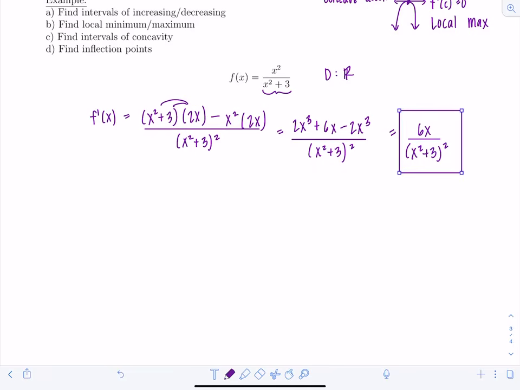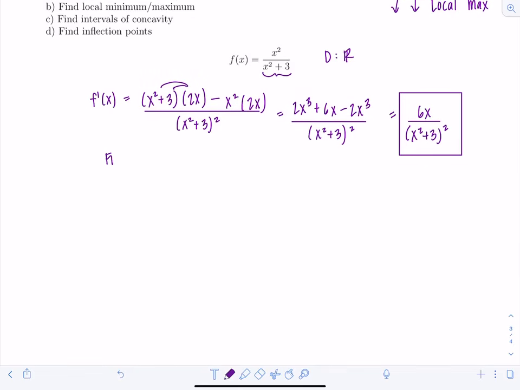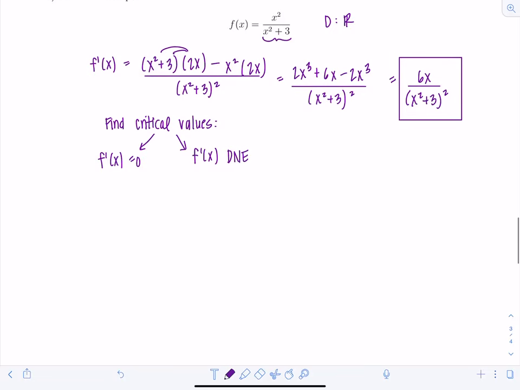Now, I want to identify all the critical values. So let's find the critical values. They come from two places, remember: where f prime of x is equal to 0 and where f prime of x does not exist. Always list out and explore both cases. So if f prime of x were to equal 0, remember, all you need to do is focus on when the numerator is 0, because the denominator being 0 would just make the expression undefined. So that would mean 6x would equal 0. So x equals 0 is a critical value.